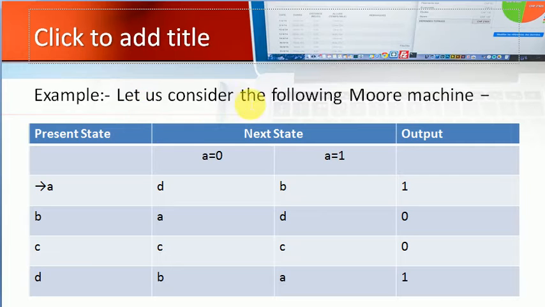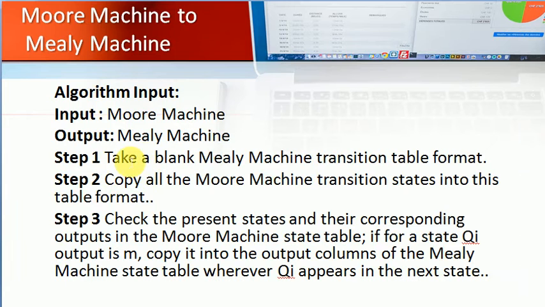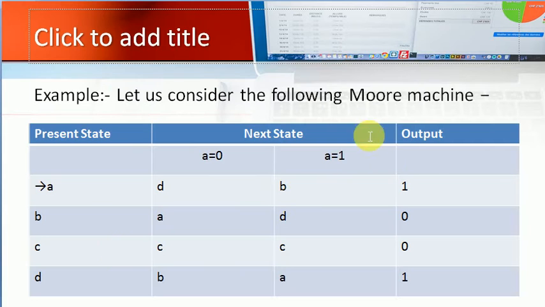Here, let's consider the following Moore machine. Step 1 was to take a blank Mealy machine transition table. Okay, this is the question. We will understand this table first. This is the present state, this is the next state, and this is the output, on giving the input a equals 0 and on giving the input a equals 1.